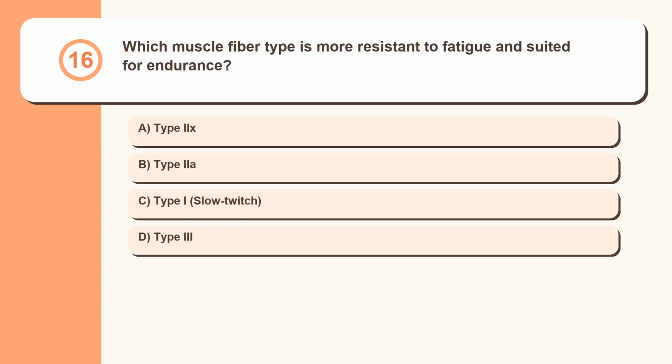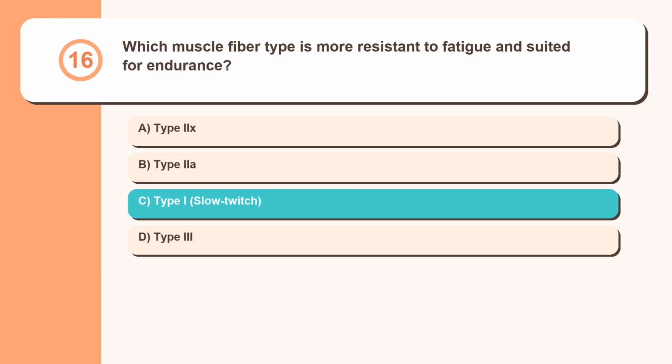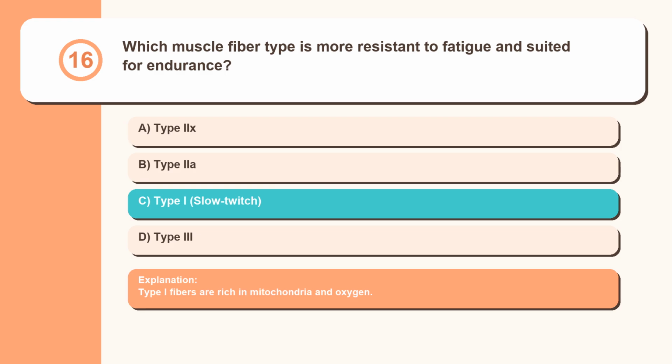Question 16. Which muscle fiber type is more resistant to fatigue and suited for endurance? Type IIX, Type IIA, Type I, slow twitch, Type 3. Type I fibers are rich in mitochondria and oxygen.